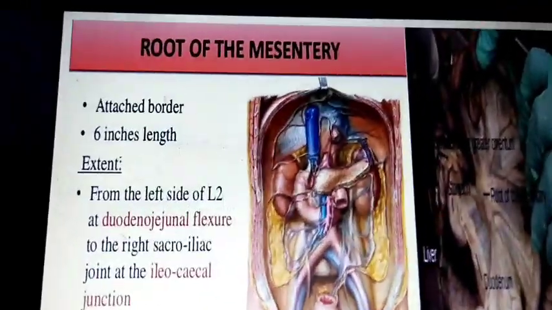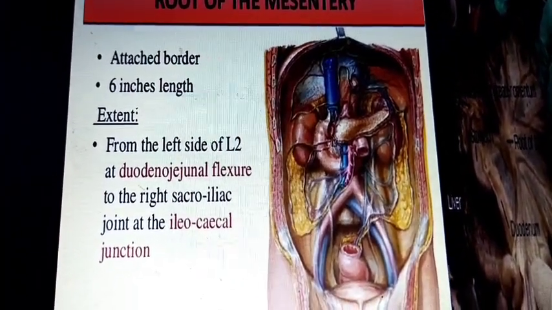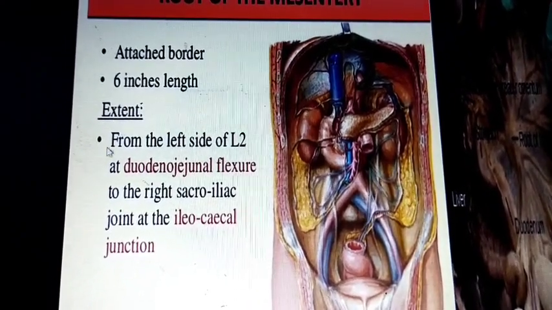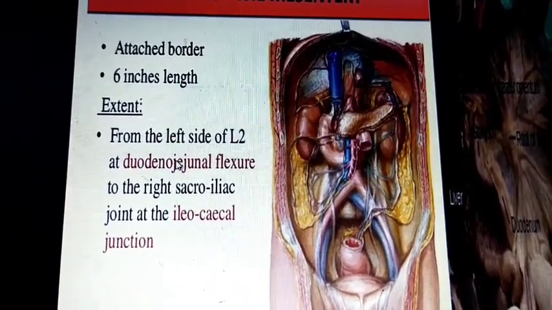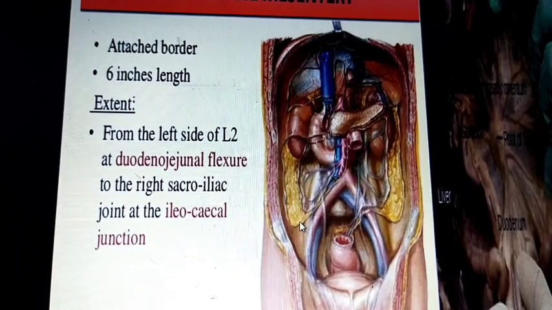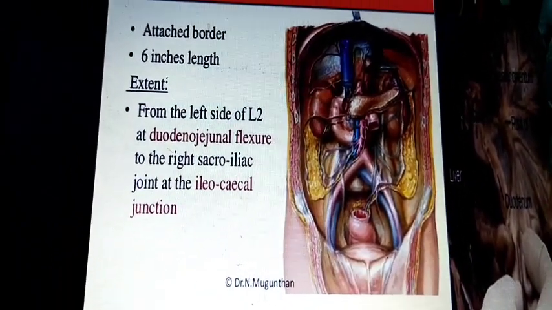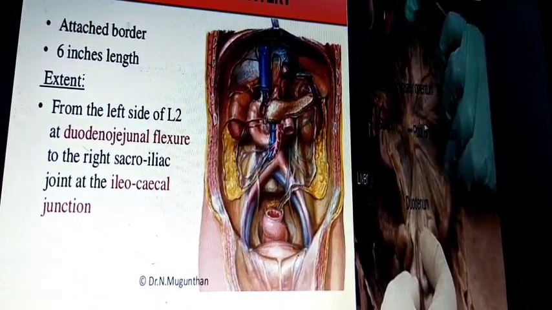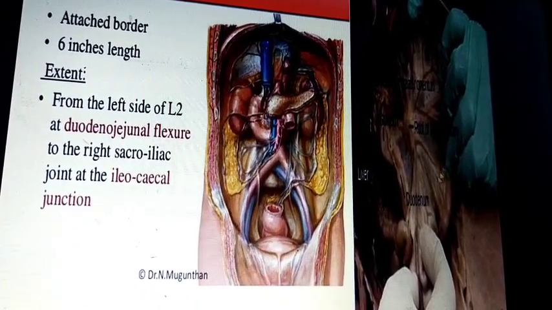Then the root of the mesentery, also called the attached border, is 6 inches in length. It extends from the left side of the L2 vertebra at the duodenojejunal flexure and ends at the right sacroiliac joint at the ileocecal junction. You can see here, this is the root of the mesentery, and this is the free part of the mesentery.